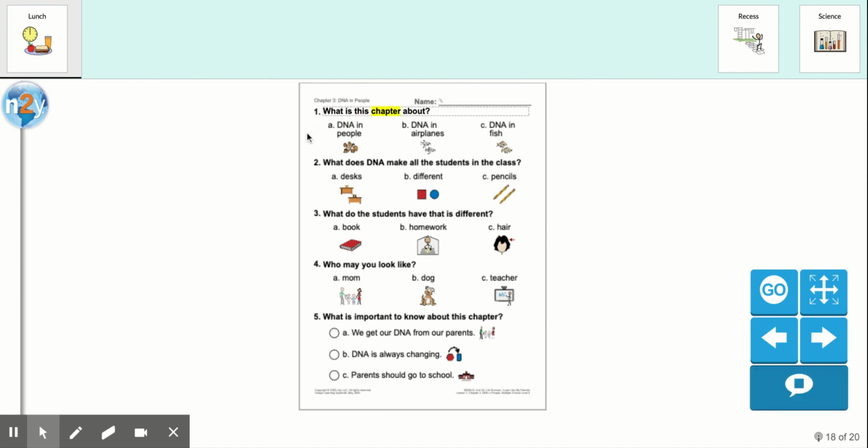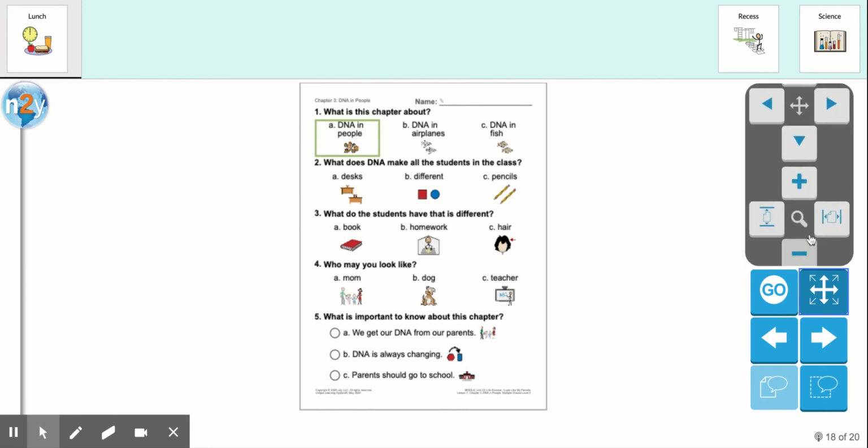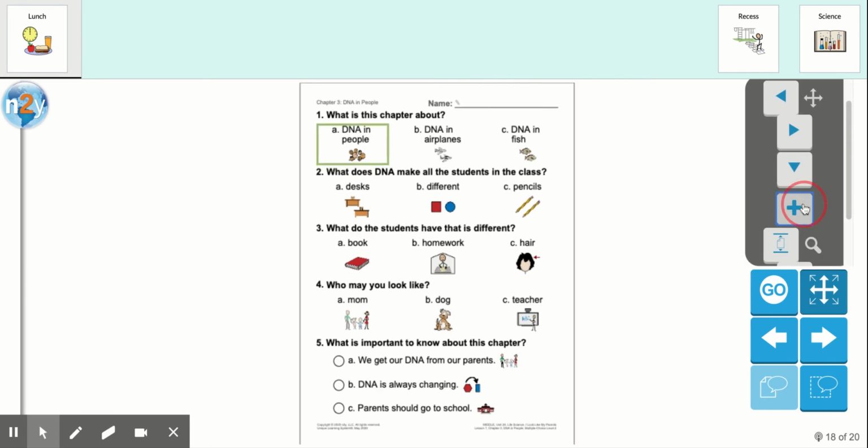What is this chapter about? Is it about DNA in people, DNA in airplanes, or DNA in fish? I'd say DNA in people because that's the name of our chapter. DNA in people. Now, one second. I am just going to make this a little bigger.